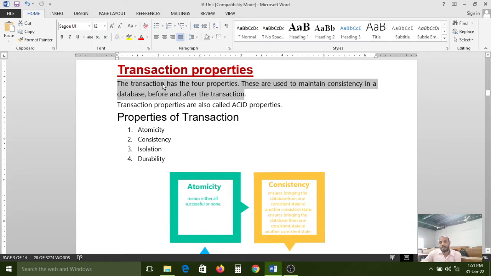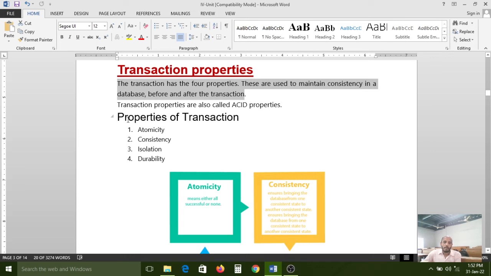In the coming classes, we will understand transaction concurrency. Because of transaction concurrency, we will get inconsistent data, nothing but wrong data. So that's why, first of all, we have to know what properties we have to maintain to keep consistent, correct data in our database.